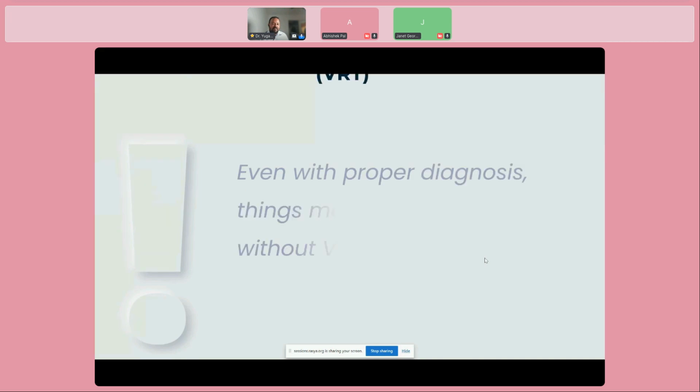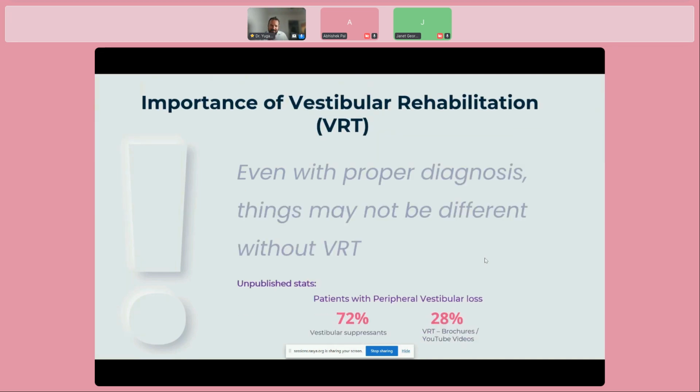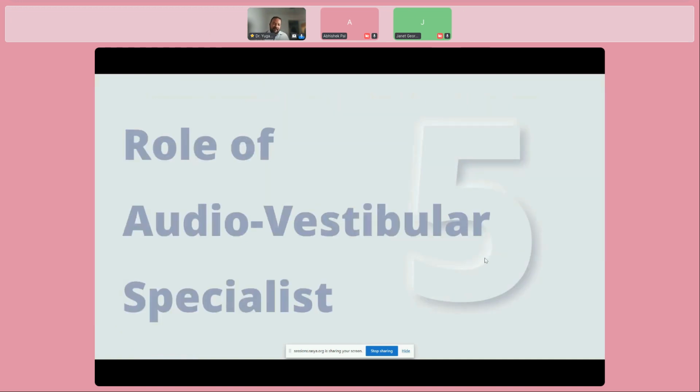A combination of treatments must be given. So again, as I said, even with proper diagnosis, if you send this patient back to the ENT without educating the ENT first, or even the neurologist, the chances are that they will still prescribe vestibular suppressants, even though this patient needs to go for vestibular rehabilitation. 72% of the patients who need vestibular rehabilitation are still on vestibular suppressants, and only 28% were actually sent for vestibular rehabilitation, but relying on brochures or YouTube videos, not in person. That also affects the outcome.